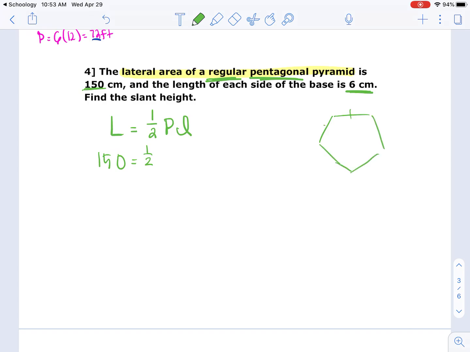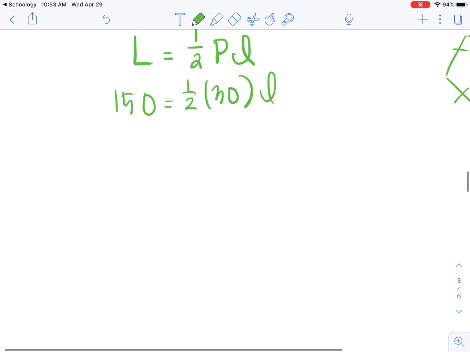So I have a 5-sided figure because it's a pentagon. Oh, geez, that's not the greatest pentagon I've ever seen in my life. And all sides are 6 centimeters. So what is the perimeter? 5 sides that are 6, the perimeter is 30 centimeters. So that's times 30, and it says find the slant height, so I have to solve for L.